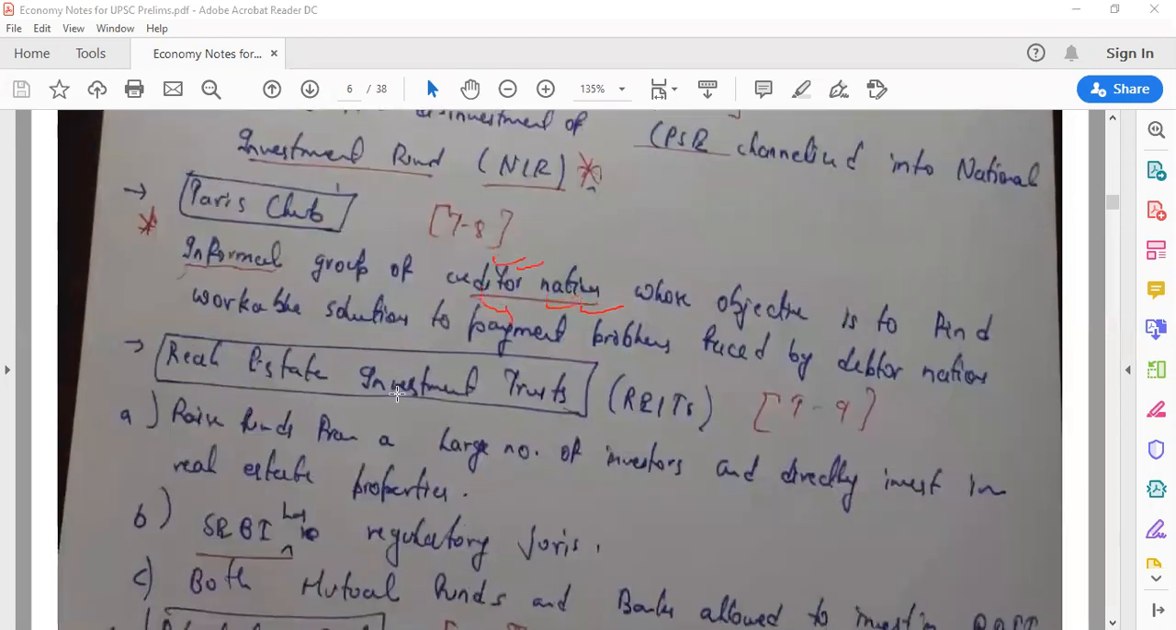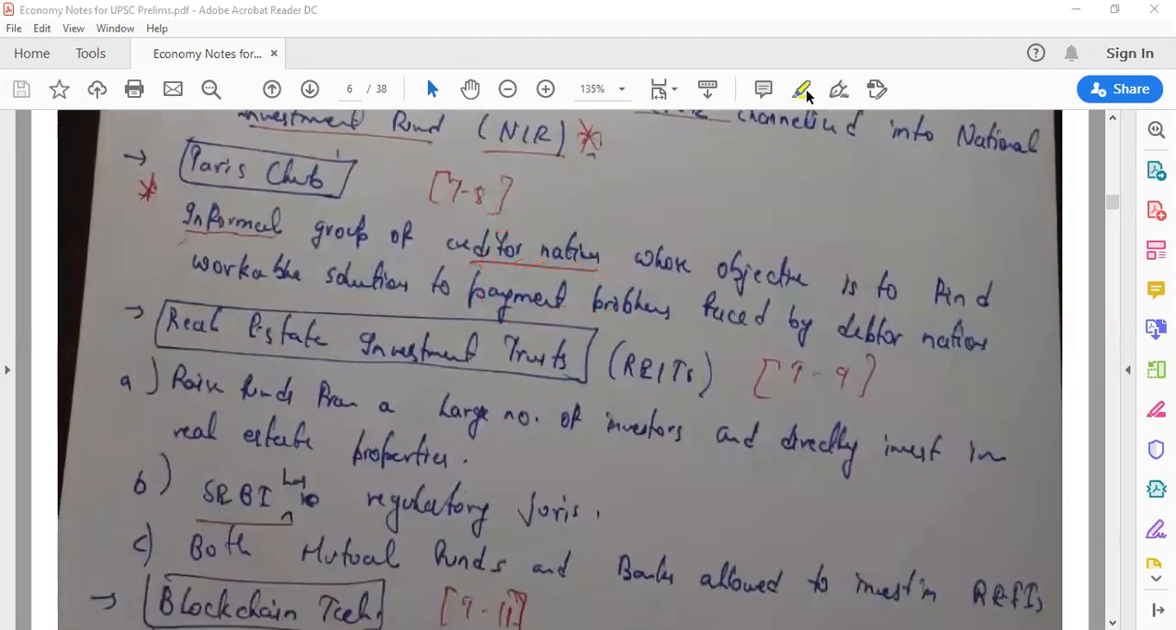Let's talk about something called the Paris Club. What does the Paris Club refer to? The question can be asked in this way: is it associated with economy, polity, society, or something like that? It is associated with economy. It is an informal group of creditor nations, not a formal group like the G20. Creditor nations are nations giving debt to others. Its objective is to find workable solutions to payment problems faced by debtor nations. Suppose France has given a loan to Pakistan, and if Pakistan is not able to repay it, the creditors form an informal group, and they have formed one called the Paris Club.